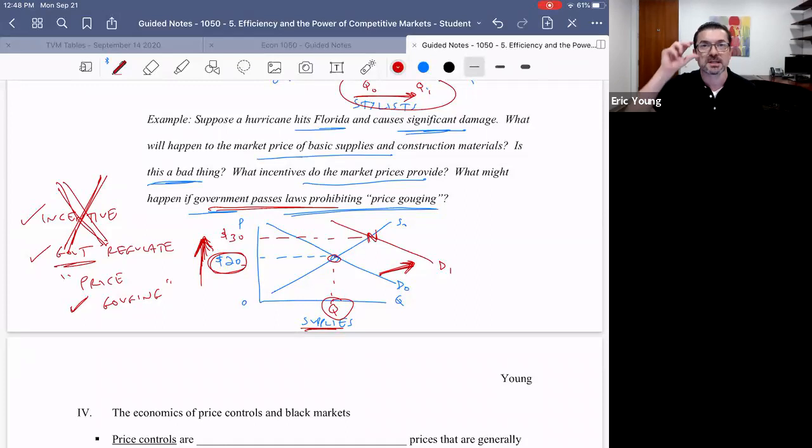And for this reason, in economic theory, we believe that anytime the government seeks to interject itself in the economy to control prices, we have to be very critical. That's going to be the focus of our next lecture on price controls and black markets.